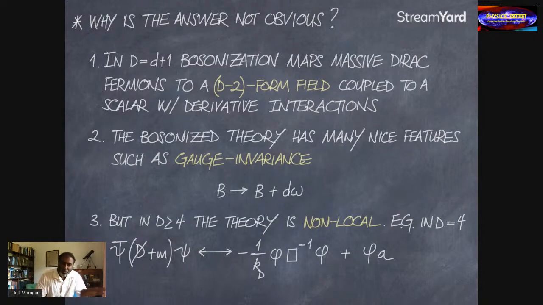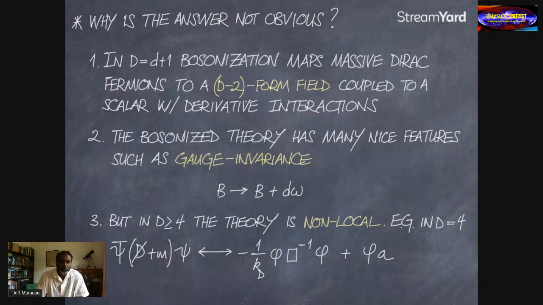And this thing is coupled to a scalar with some derivative interactions. And the boson, the bosonized theory, the resulting bosonic theory, has many nice features. In particular, it's gauge invariant. So if I change the field B, this D-2 form field, by some exact form, d omega, where omega is a D-3 form field, then the theory is invariant. And this is the phenomenon of gauge invariance, and we want our theories to be gauge invariant.